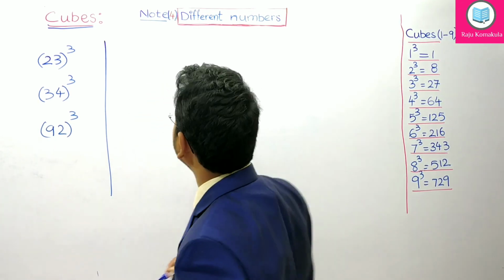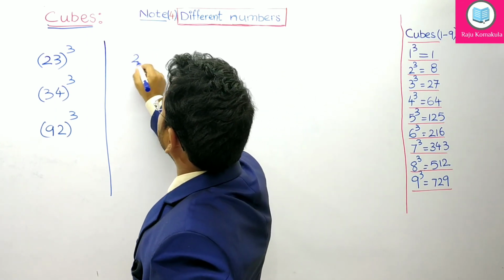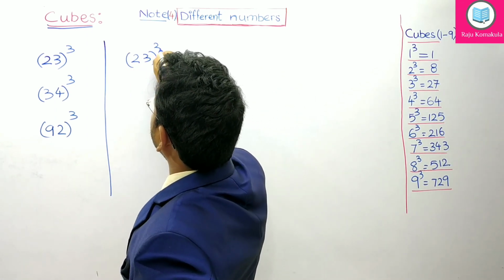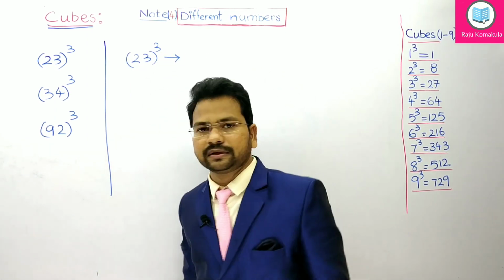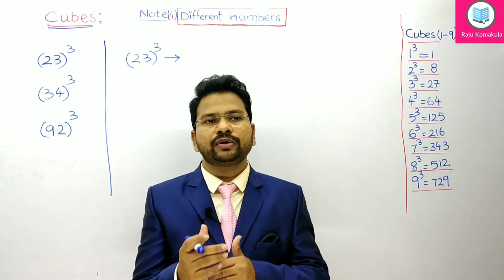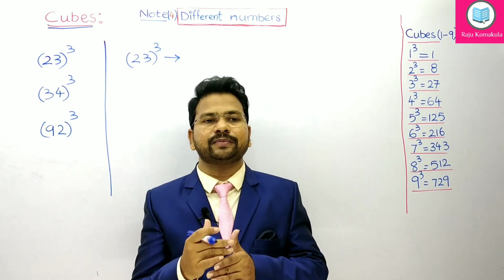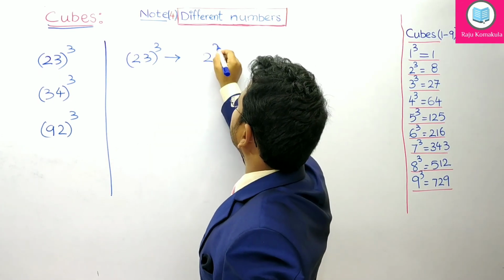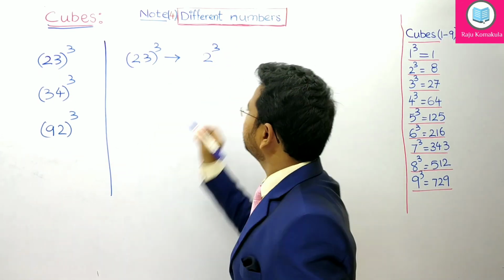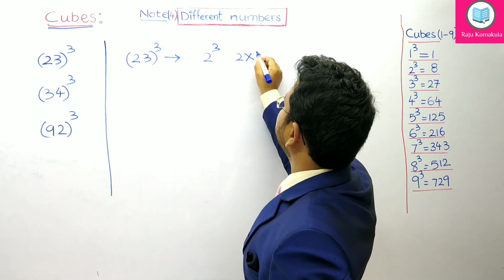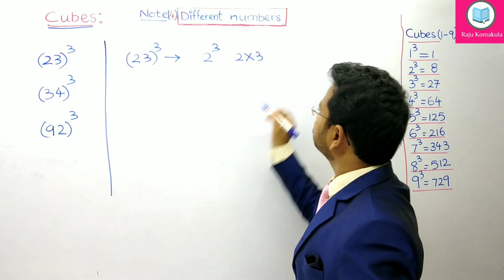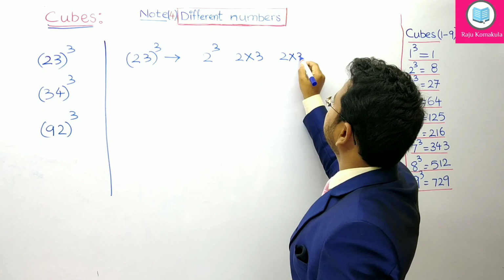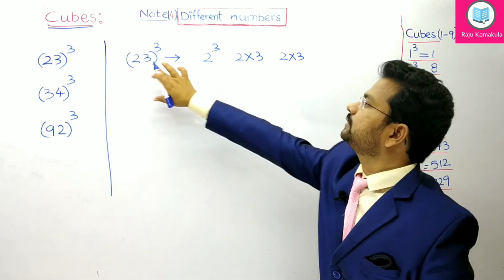Now 23 cube. In this one, we are not going to follow the previous methods. It is a different method. First write 2 cube only. Next write 2 into 3. Here also I am writing 2 into 3. And the last one, 3 cube.